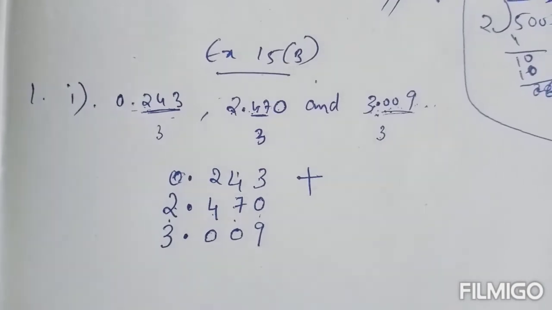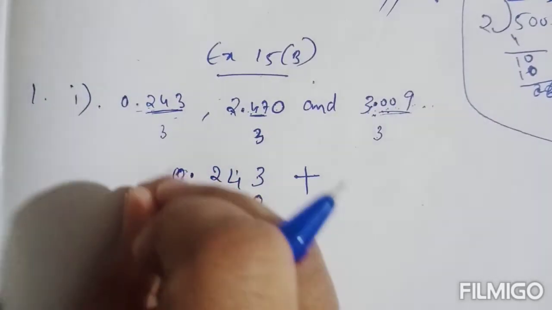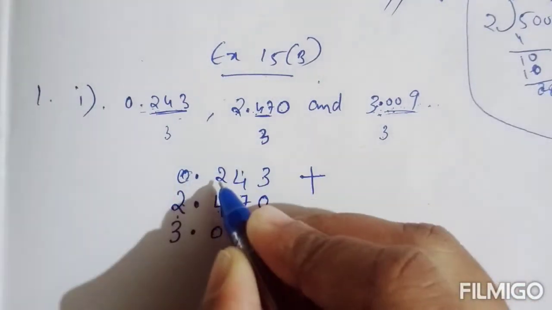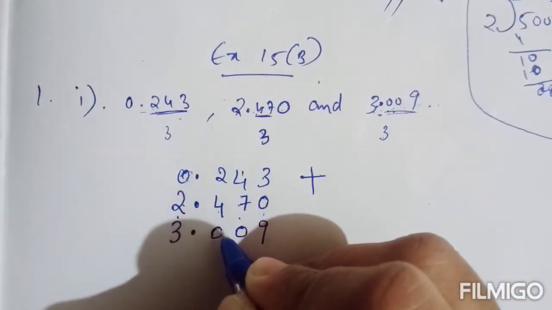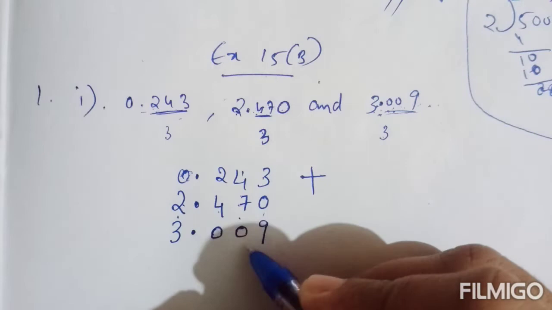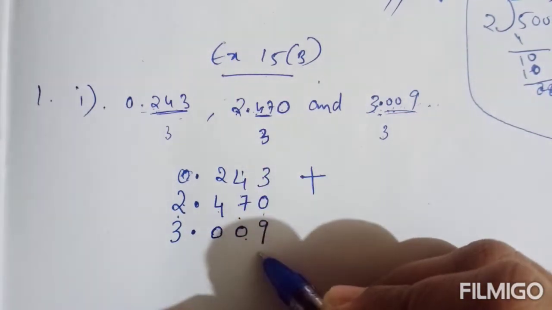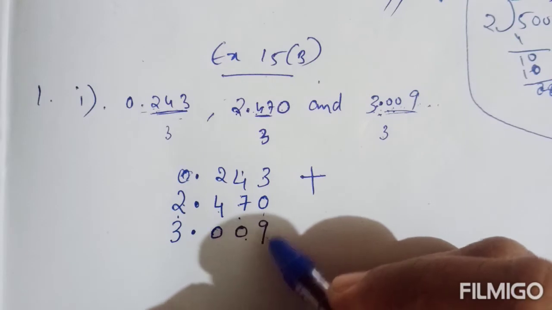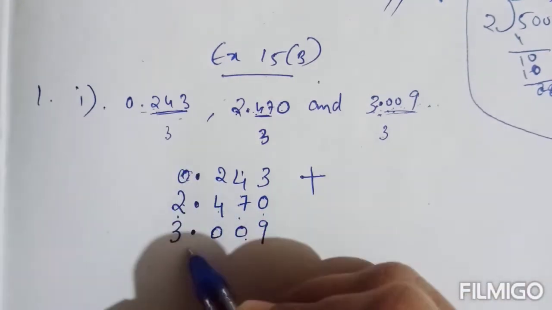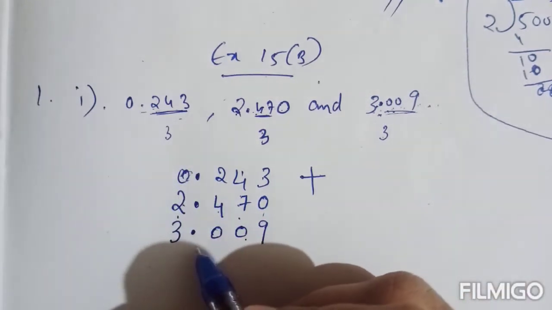So the given decimal numbers you should arrange such that the ones place digit should come in the same column. Next, tenths place should come in the same column. Hundredths place should come in the same column. Thousandths place should come in the same column, like that. And the decimal point also should come in the same column.